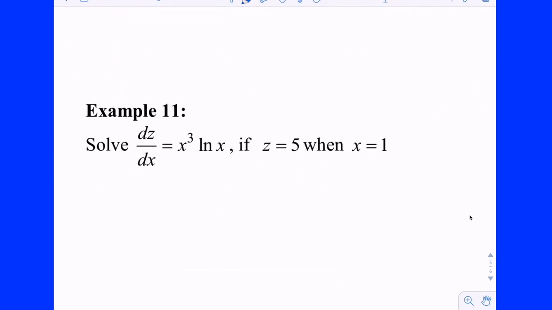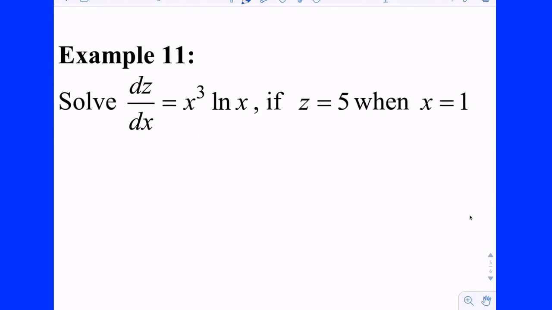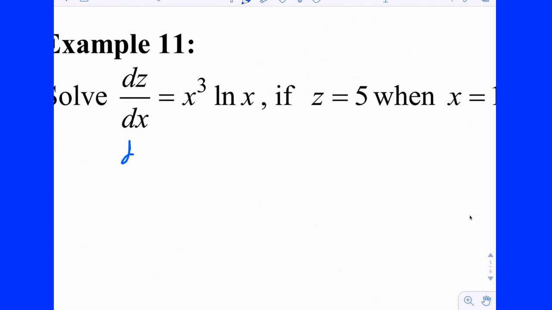All right, example 11. Solve dz/dx equaling x cubed natural log of x, if z equals 5 when x equals 1. We're solving a differential equation. What should we do first? It's in Leibniz format. Separate the variables, yeah. So dz equals x cubed natural log of x dx. Integrate both sides.